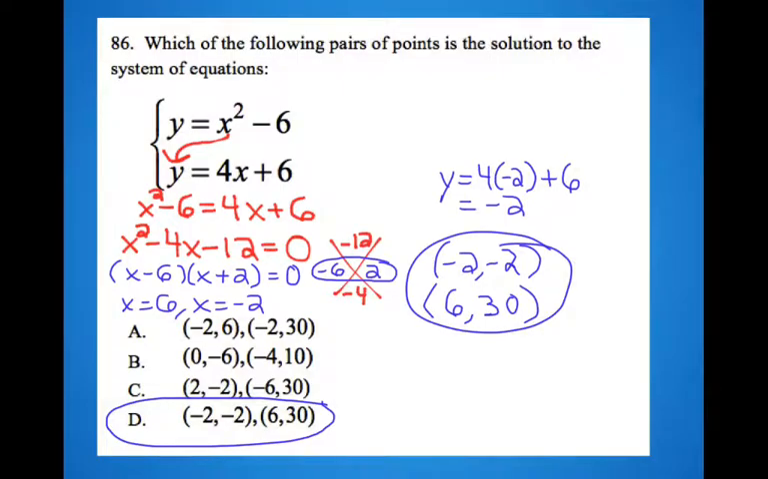We have to solve this system. It's by substitution. So x squared minus 6, we substitute it in for the y in the other equation, and then we slide everything to one side and set it equal to 0.